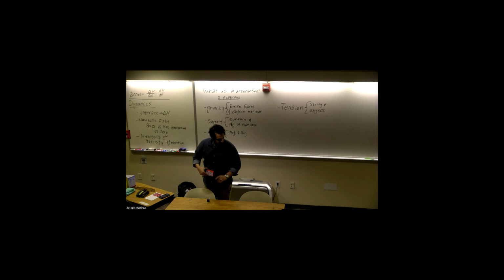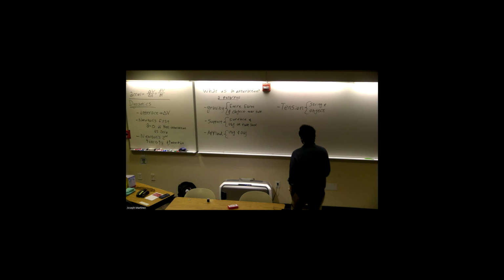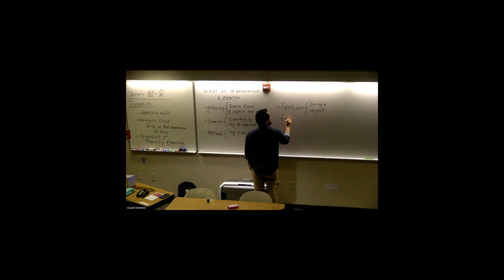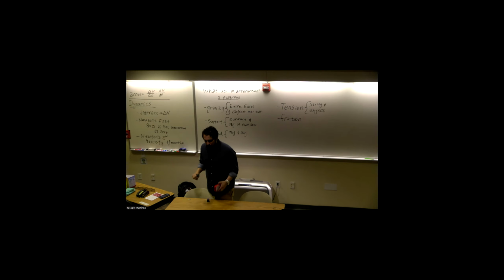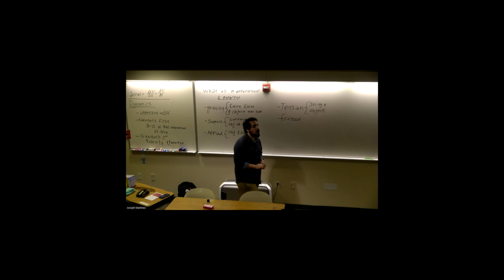Take this cart, flip the cart over so the wheels are up top. You're going to give it a push. It comes to a stop. Why does it come to a stop? Friction. Friction is another type of interaction, an interaction you have to deal with over and over. Friction is an interaction as well. Well, what is it an interaction between? We have the cart sliding across the surface of the table.